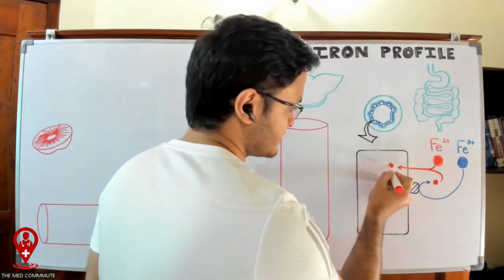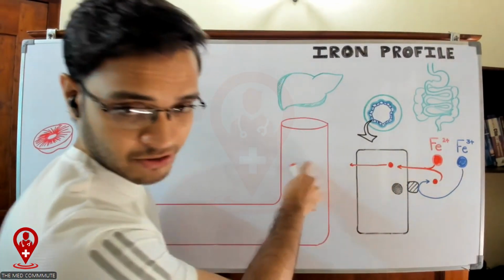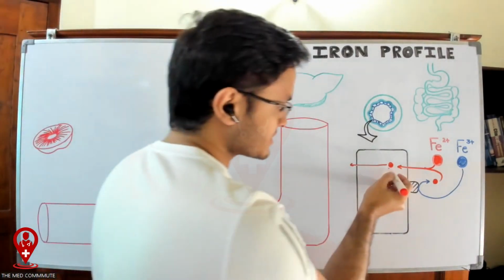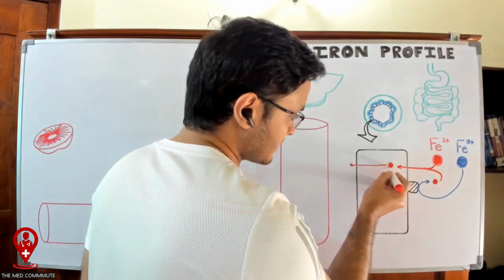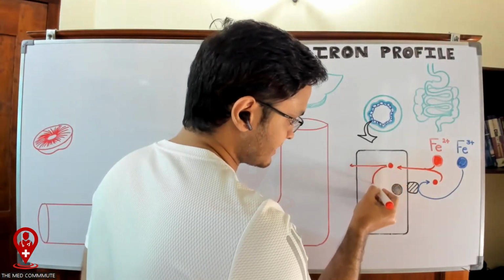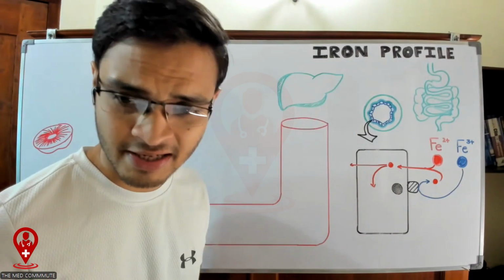Now, once absorbed, guys, two things can happen. One thing is this can directly go out of the cell and from there into the blood. We'll talk about that in a while. Another thing is, depending on the body's requirement for iron, another thing that can happen to this ferrous is that it can be stored. It can be stored within this duodenal mucosal epithelial cell itself.